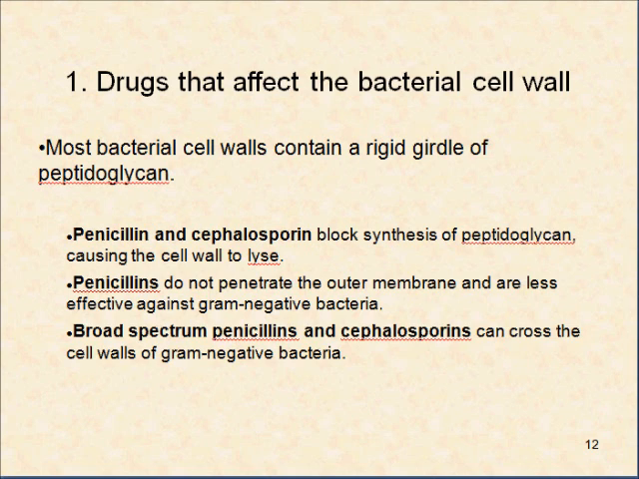Drugs that affect the bacterial cell wall. Keep in mind, most bacterial cell walls contain this girdle of peptidoglycan that we just looked at, and penicillin and cephalosporins block the synthesis of the peptidoglycan, causing the cell walls to lyse ultimately. Now, penicillins do not penetrate the outer membrane and are less effective against some gram-negative bacteria. There are some broad-spectrum penicillins and cephalosporins which can cross the cell wall of gram-negative bacteria. These broad spectrums have been modified, so we're looking at synthetics or semi-synthetics.